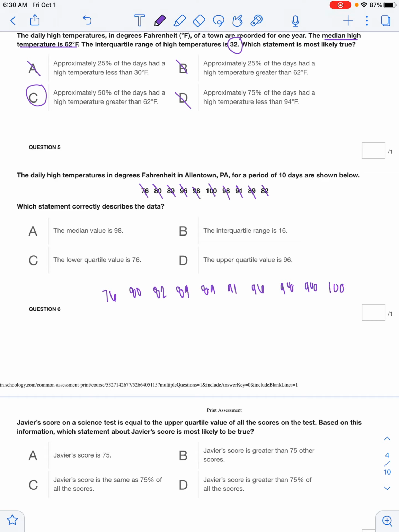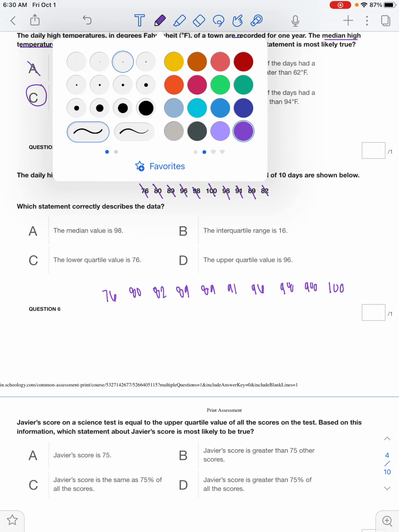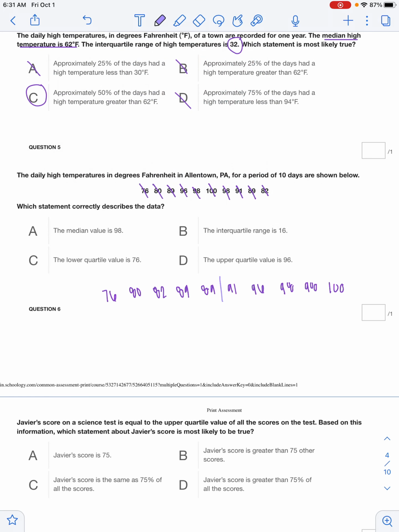All right, so we want to find the median. The median's the middle number. We know we have 10 days. So we know that the median is going to fall right between day 5 and 6. So we know the median is 90.